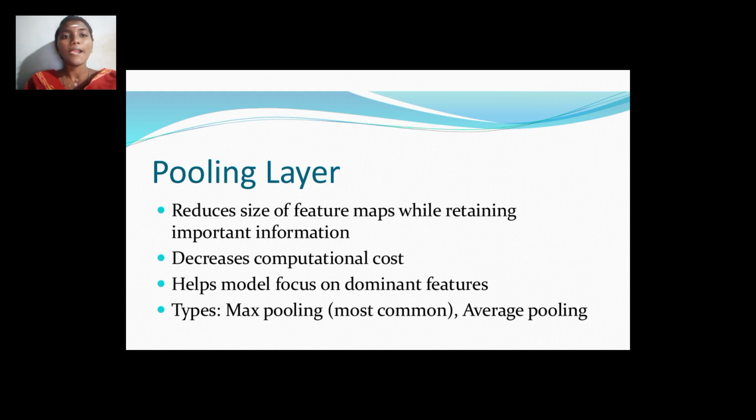Next, the pooling layer. It reduces the size of feature maps while retaining important information. That means it reduces the size of features and gathers the important information from the layer above. It decreases the computational cost. It is a very cost-effective layer, and it helps the model focus on dominant features. We have two types: max pooling and average pooling. Max pooling is most commonly used.